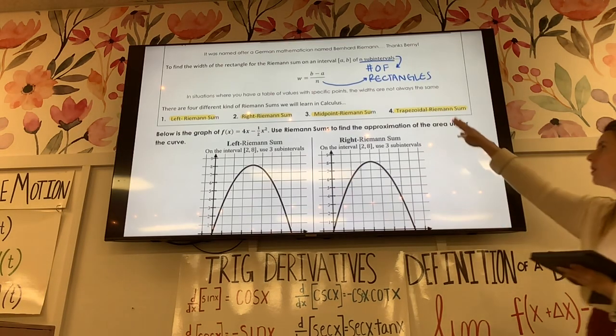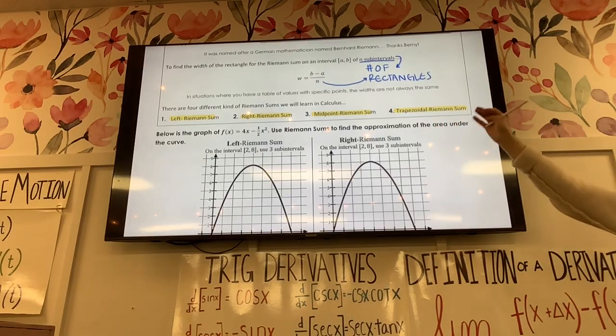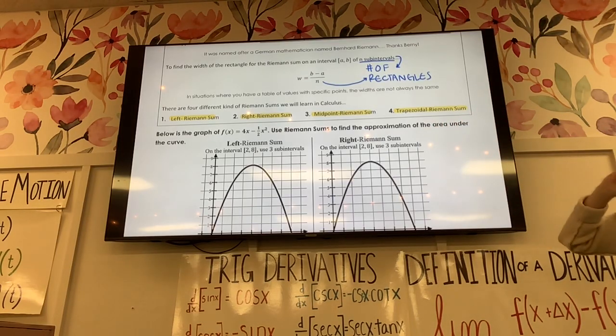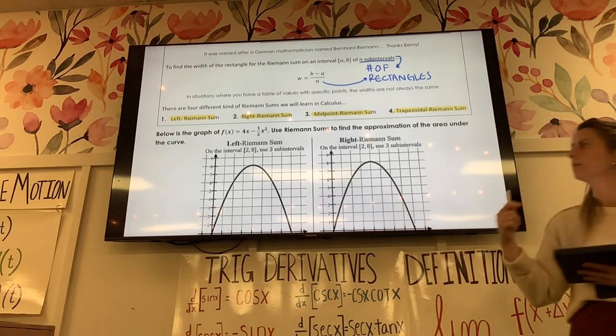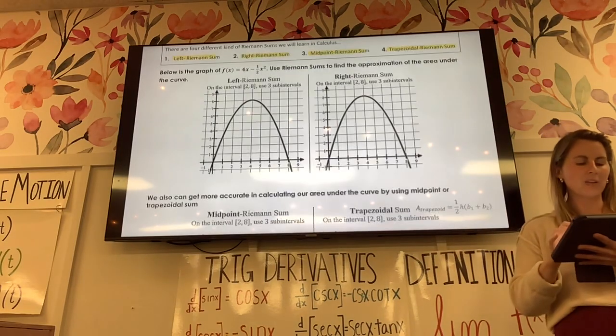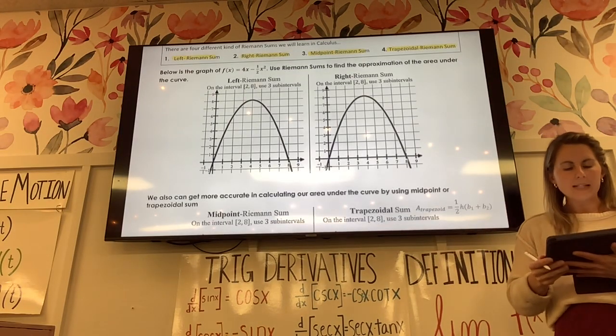The trapezoidal Riemann sum is the best approximation because it's going to give you the least amount of area either under or over. And you'll see because I'm going to draw them out. Okay, so let's actually calculate one.